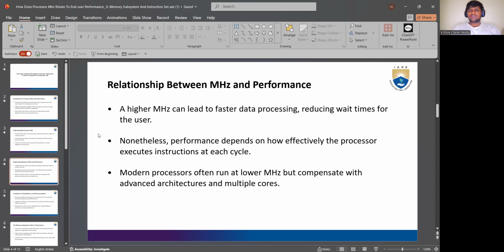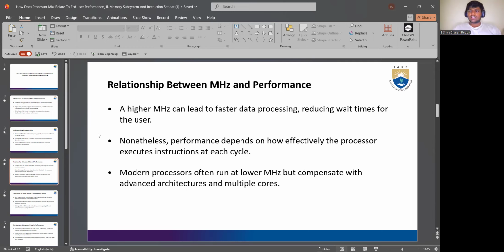Well, coming to the relationship between megahertz and performance, a higher megahertz can lead to faster data processing, reducing wait times for the user. Nonetheless, performance depends on how effectively the processor executes the instructions in each cycle. Modern processors often run at lower megahertz but compensate with advanced architectures and multiple cores.